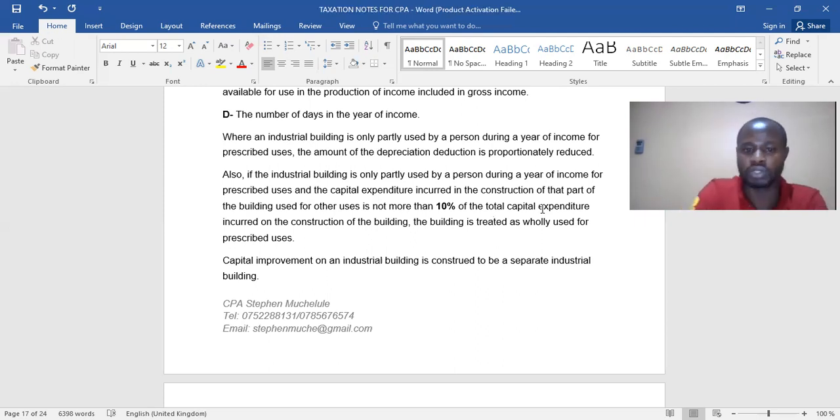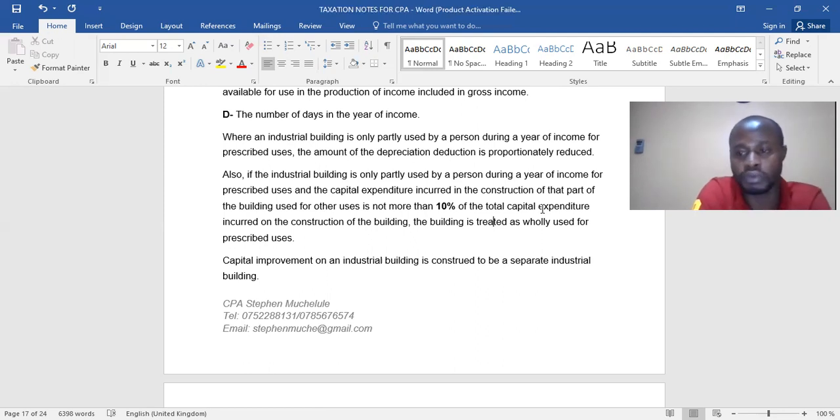Then capital repairs on an industrial building would be taken as a separate industrial building. Like we said earlier, any capital expenditure is not allowable. So you add back capital expenses, capital improvements on a building, if they have been deducted by the accountant, and then for the building you compute the capital deduction as industrial building allowance. If it qualifies for initial allowance, then you also compute.